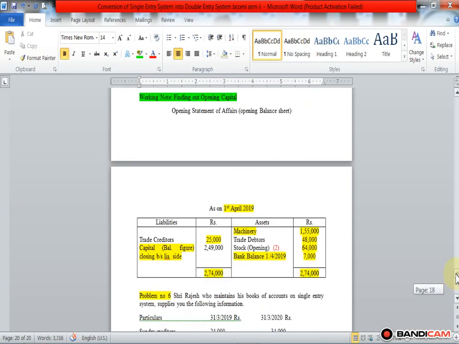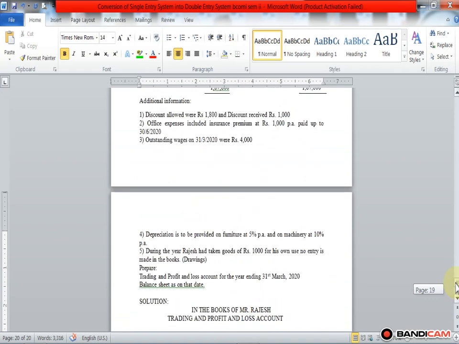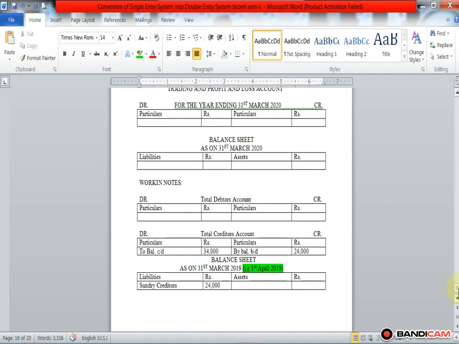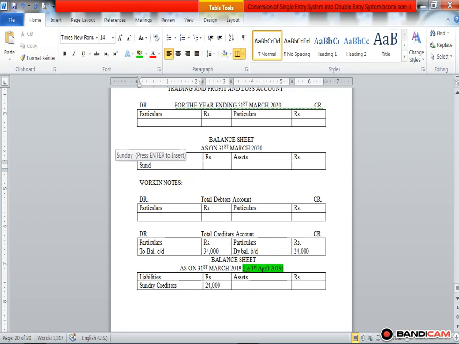Then closing balance, so opening is transferred to the respective account. So here closing balance is also transferred to creditors account, and only transferred to closing balance sheet liability side. So here closing balance sheet is prepared. Sundry creditors amounted to rupees 34,000.